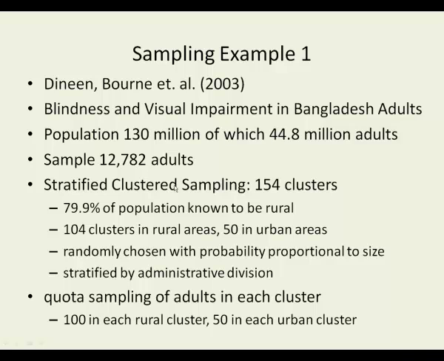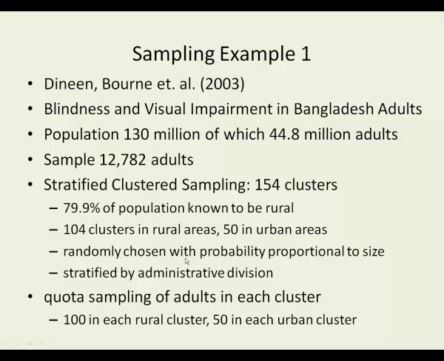They used stratified cluster sampling, so they divided the country into 154 clusters. They knew that 79.9% of the population was known to be rural. They didn't quite go for proportional clustering. They adjusted using weights afterwards, but because most of the population was known to be rural, they put 104 clusters in the rural areas, 50 in the urban areas. So this is roughly 60-odd percent. It's slightly fewer than it should have been in rural areas, and they just adjusted afterwards.